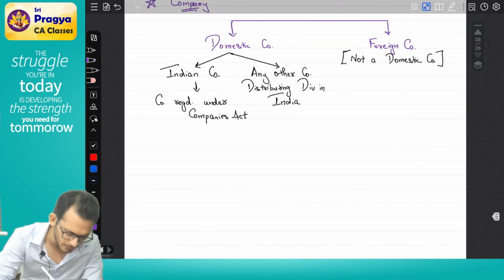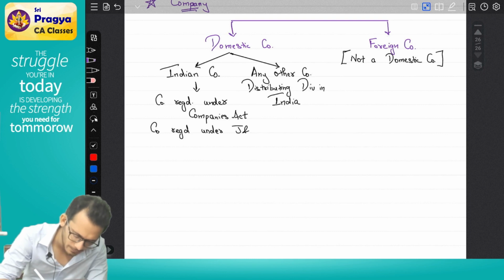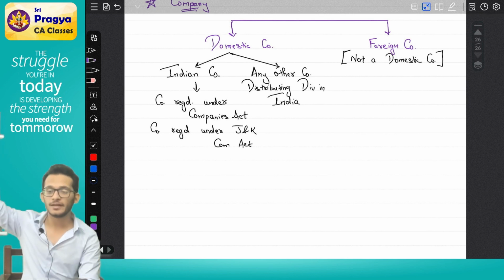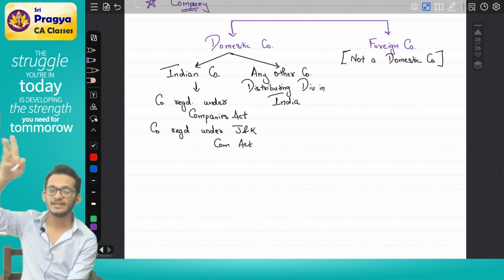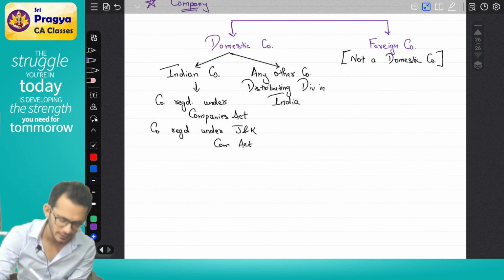Like for example, they come and say a company registered under the Jammu and Kashmir Companies Act. What act? Jammu and Kashmir. So Jammu and Kashmir has a different Companies Act. Back then, when Article 370 was not implemented in Jammu and Kashmir, they created their own act. So it was the Jammu and Kashmir Companies Act.